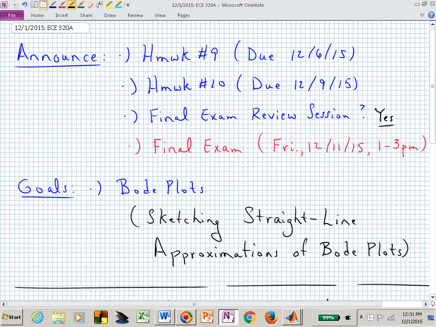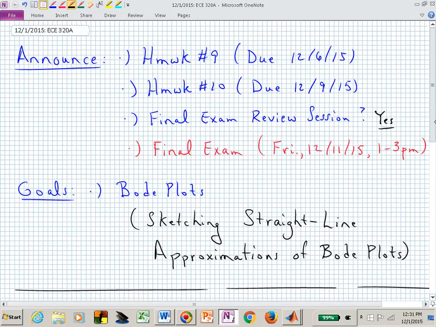Our final exam is not on a Tuesday or a Thursday. It's on the first day of finals. It's on a Friday, and it's from 1 to 3. It will be in this room. So if you've been used to doing something else on Mondays, Wednesdays, and Fridays, make sure that you're available for a Friday afternoon at least on the 11th of December. Wow, 10 days from now. Today's the 1st.